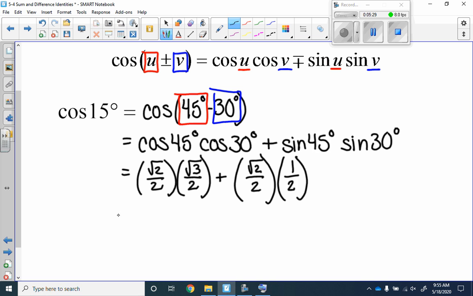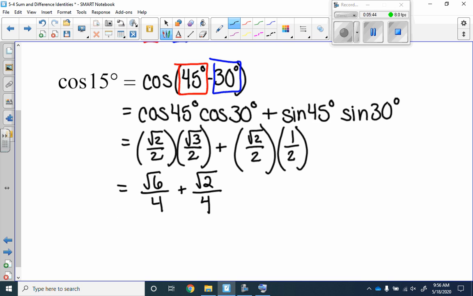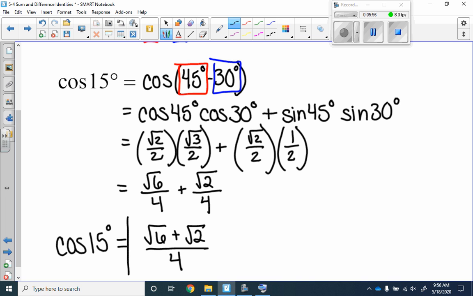So now I multiply. Square root of 2 times square root of 3 is the square root of 6. 2 times 2 is 4. Square root of 2 times 1 is the square root of 2, all over 4. And then since I have common denominators, we end up with square root of 6 plus the square root of 2 all over 4. And that is the exact value of the cosine of 15 degrees.